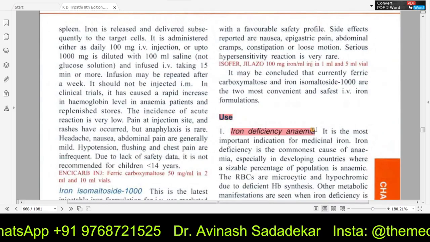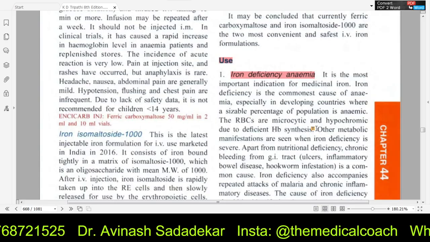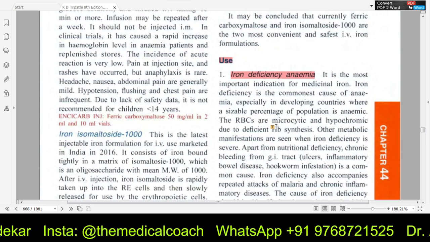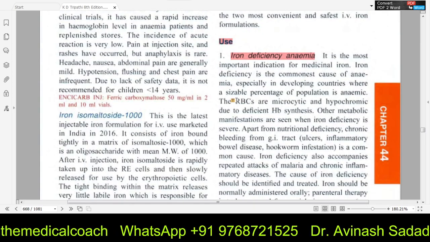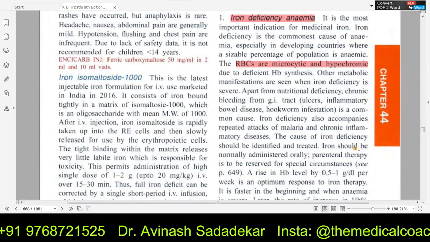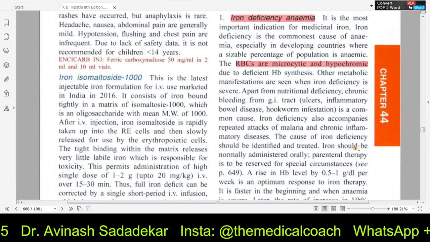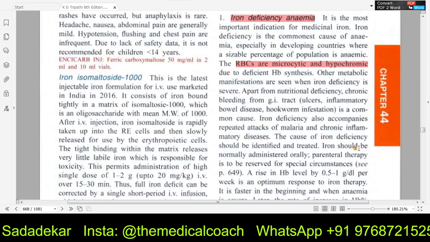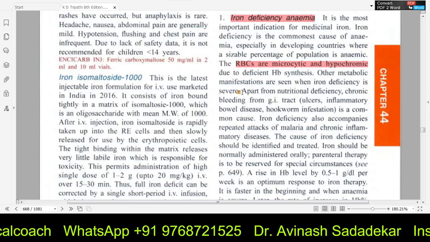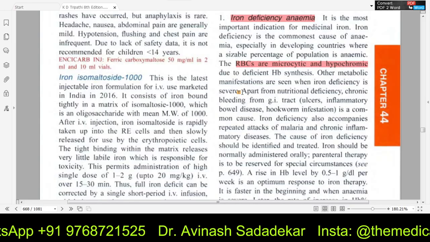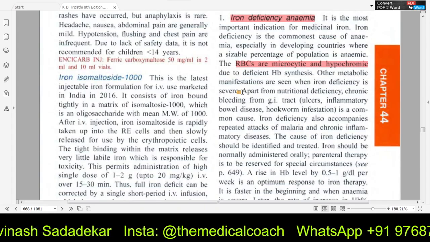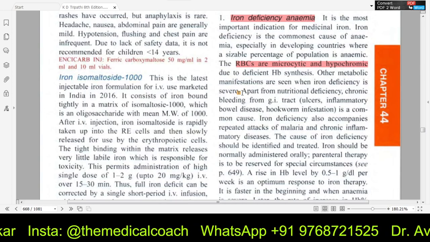Iron deficiency anemia. This will be the most important indication for medicinal iron. Actually, iron deficiency anemia is the commonest anemia, especially in developing countries where most of the population is anemic. The RBCs in iron deficiency anemia are microcytic and hypochromic. Okay. Remember, we also spoke about how iron also is present in so many other enzymes, right? So there will always be other effects, so you have to be careful of giving this iron only in iron deficiency anemia. You look out for all the other symptoms also.